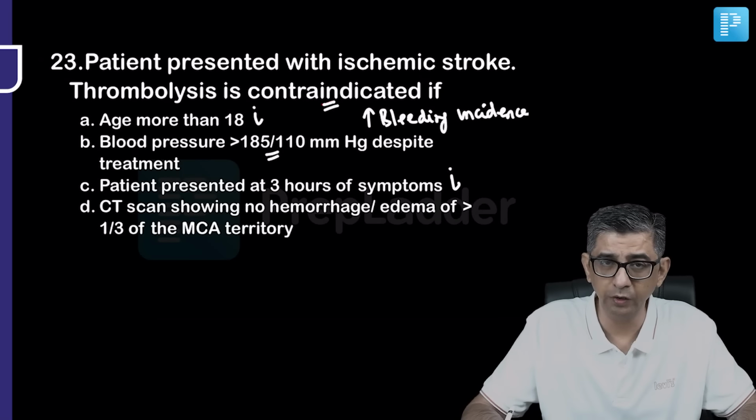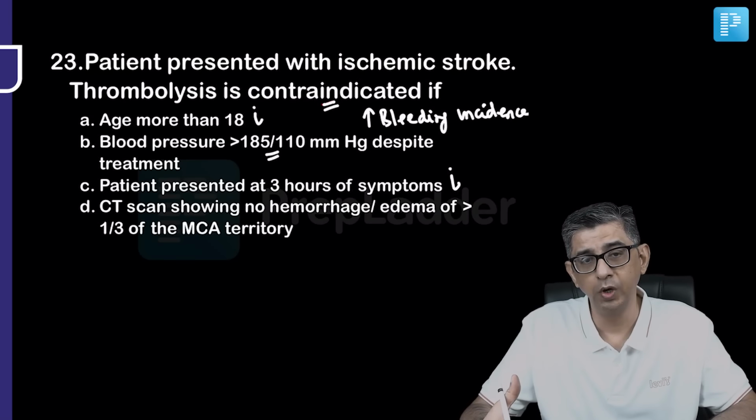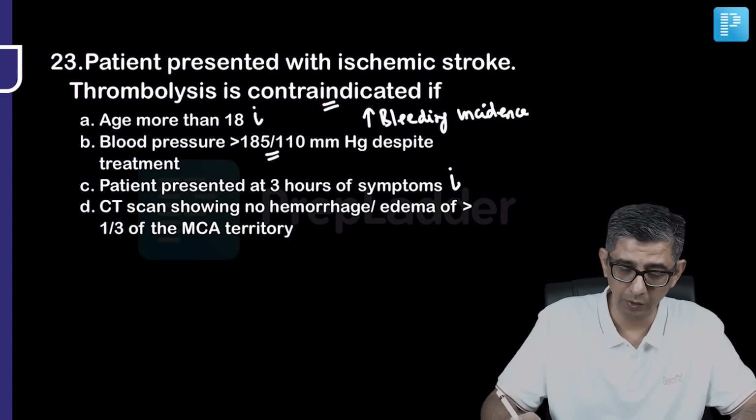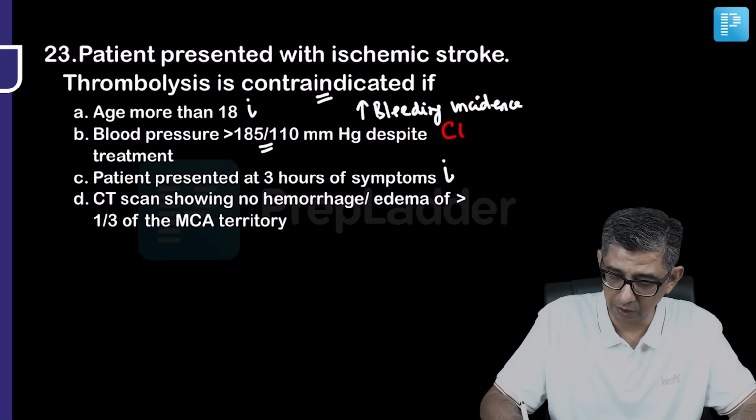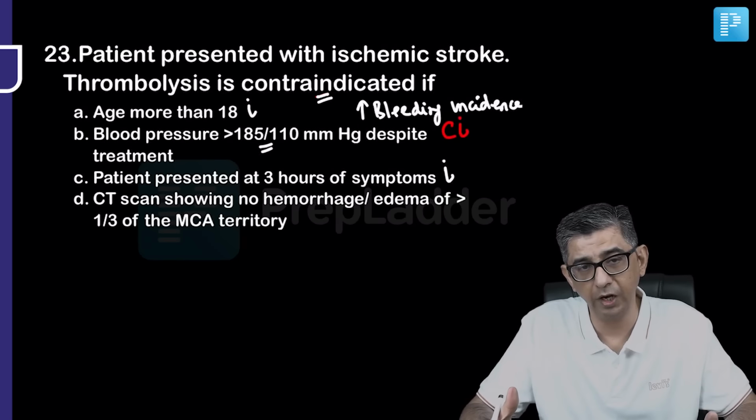So the message is that blood pressure should be brought down by giving labetalol. It will take you about 10 minutes of administration of labetalol. You can bring down the BP to a respectable value and then you can do thrombolysis. So option B per se, I will say, is a contraindication. It's a contraindication to doing a thrombolysis in an individual.